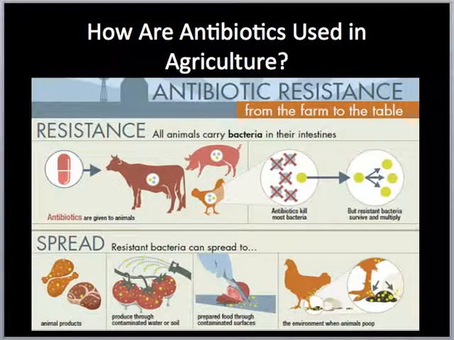How are antibiotics used in agriculture? This is a graphic showing how antibiotics are given to animals, and then in the guts of these animals it shows how the antibiotics kill most bacteria, leaving behind some resistant bacteria that survive and multiply, creating superbugs. These spread to animal products, fruits and vegetables, things that we eat. They contaminate our food surfaces and the soil, and are spread around to other animals and to humans.